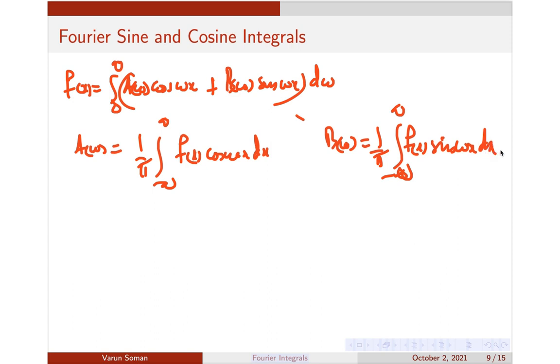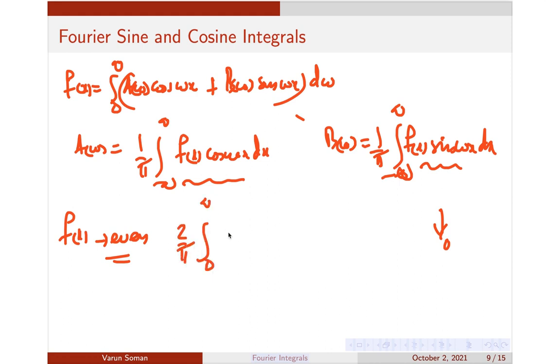Now this problem can be greatly simplified if you have some special cases. Suppose your function f of x is even. What will happen? When f of x is even, this quantity will be even, and this quantity will be odd, just like your Fourier sine series and cosine series. f of x into cos omega x would be even, and f of x into sine omega x would be odd. So when you integrate from minus infinity to infinity f of x into sine omega x, this will become 0. And this will become 2 by pi integral 0 to infinity f of x into cos omega x dx.